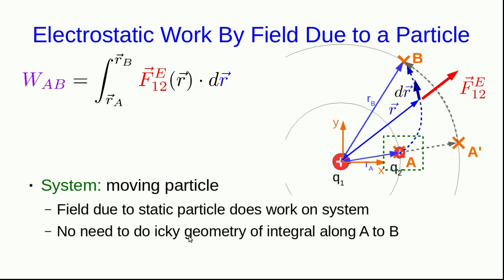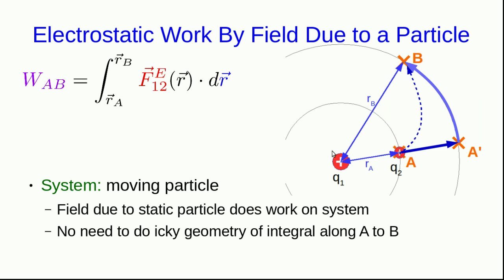But there's no need to do all this icky geometry and integrate that along the path from A to B, because we've already seen that this work has to be path independent. And so we might as well instead think of this path from A to A prime and from A prime to B. And now we know that the force is perpendicular to the motion everywhere along the A prime to B part. And so if we say the work is just the sum of those two works for the two segments of the motion, the A prime B part just gives us 0, and we're left with this, which is going to be much simpler to calculate.